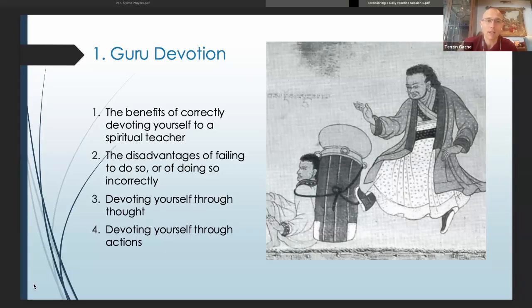So then the actual practice of devoting, so then it says devoting yourself through thought, which is training in seeing the teacher as an enlightened being. So again, that is something that can easily be misunderstood. It's quite a subtle point.